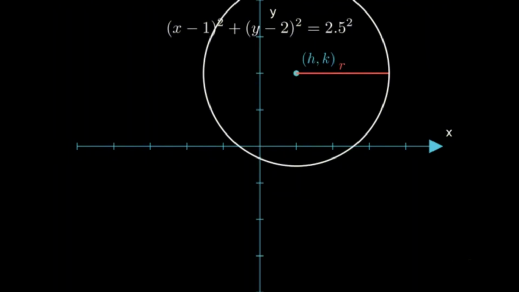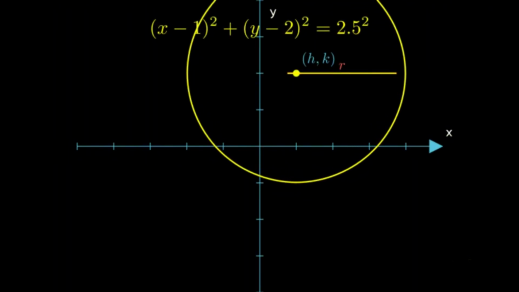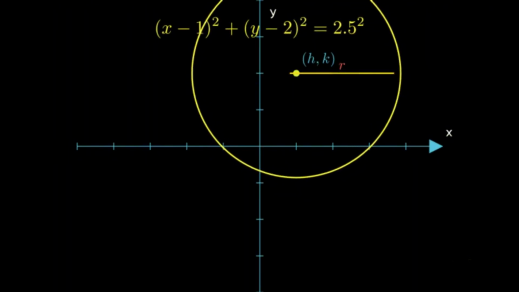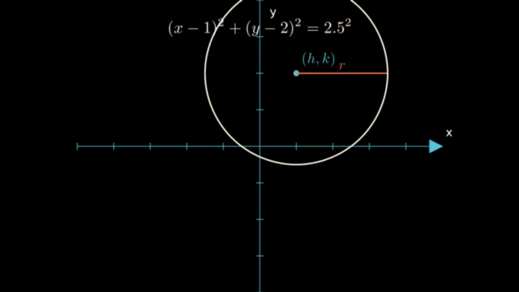The standard form (x minus h) squared, plus (y minus k) squared, equals r squared gives us a powerful tool to analyze, create, and work with circles in the coordinate plane. This equation directly encodes the definition of a circle as all points equidistant from a center.